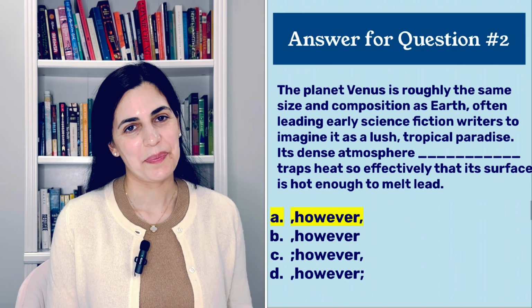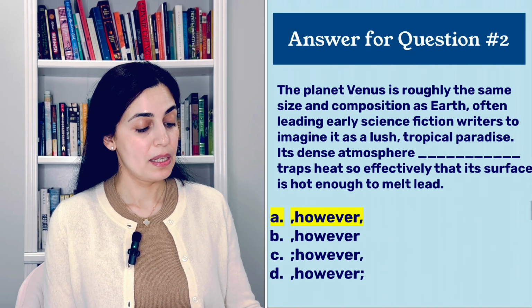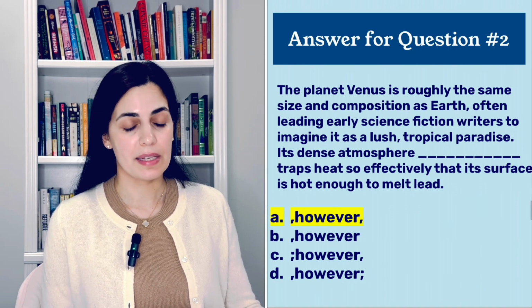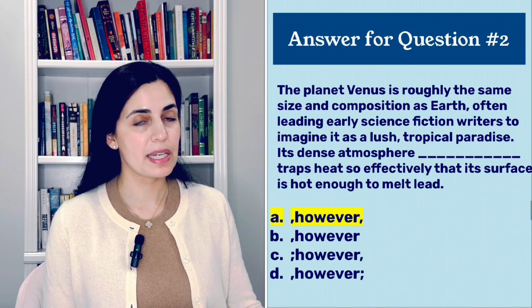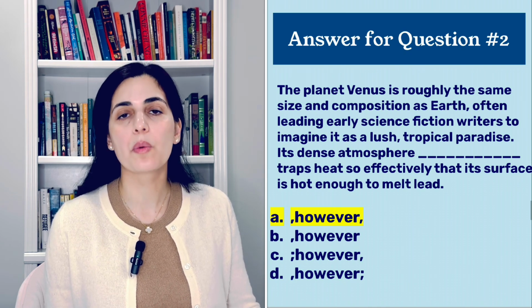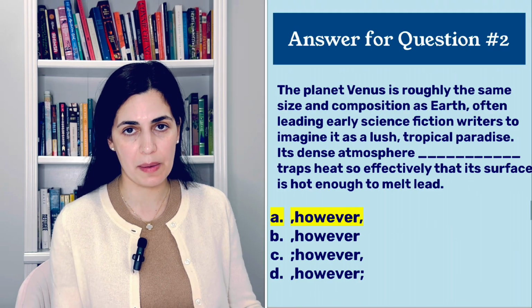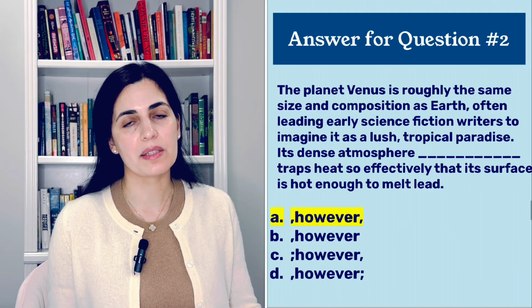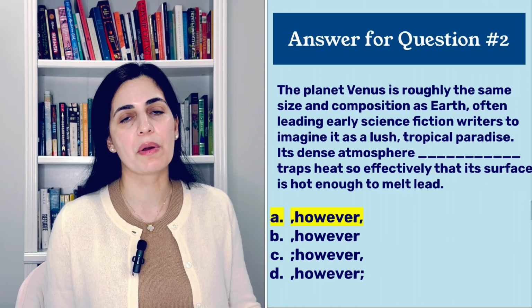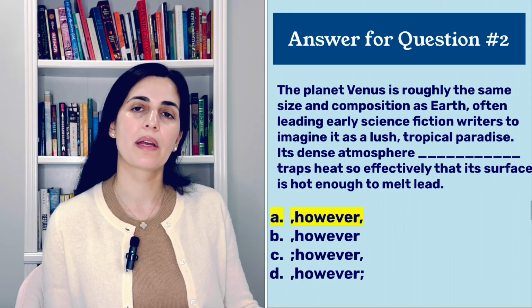The answer is A. The second sentence in this series is one independent clause, and the word however is splitting this independent clause. It's coming in the middle of it, and that's why you can surround however with commas, one before and one after. Let's take a look at question number 3.